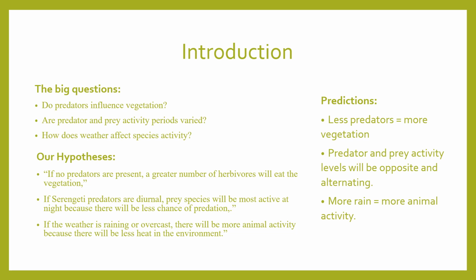In order to narrow down the data that we would need to start answering these questions, we hypothesized and essentially predicted that a lack of predators would deplete vegetation due to an abundance of herbivorous prey. Prey will have alternating activity patterns to predators in order to avoid being preyed on, and species will be more active during rainy or overcast weather as there will be less heat and likely more vegetation during these periods.